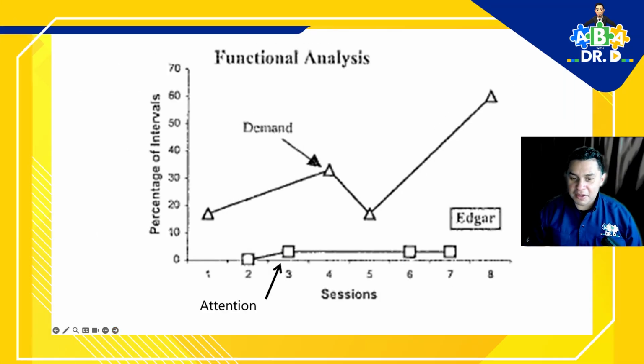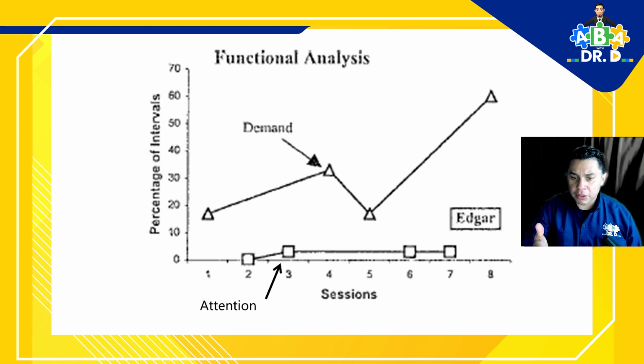Sorry, the image is not the best here, but at the top you're able to see that the demand is the main maintaining function for this behavior after they did the FA. It was pretty clear, and if you're doing an escape condition functional analysis, your results will look like this.